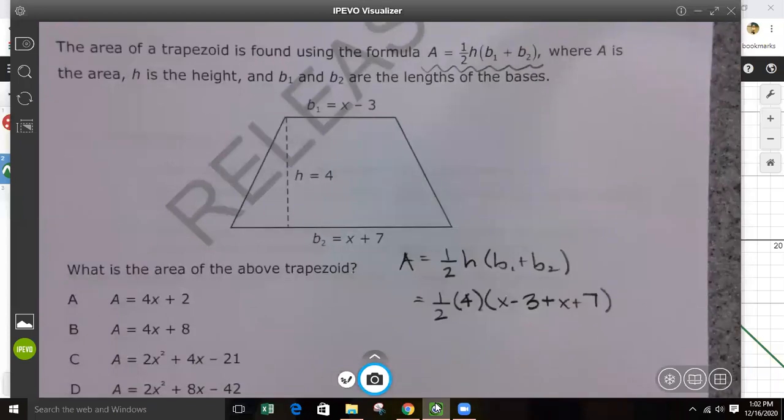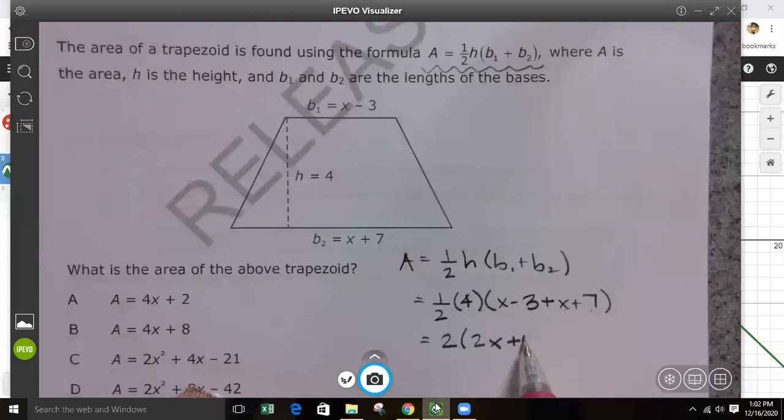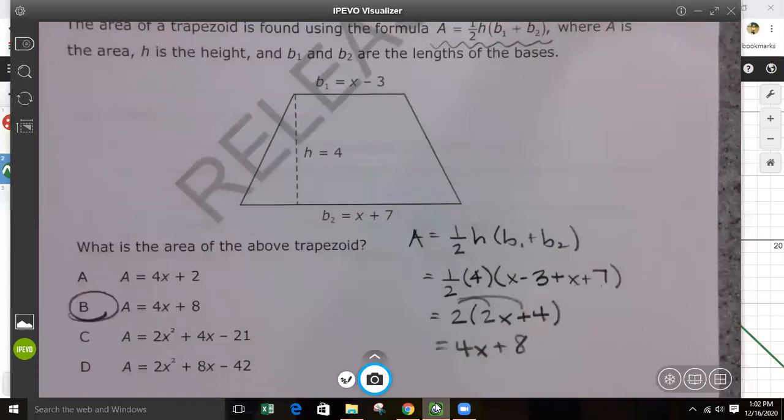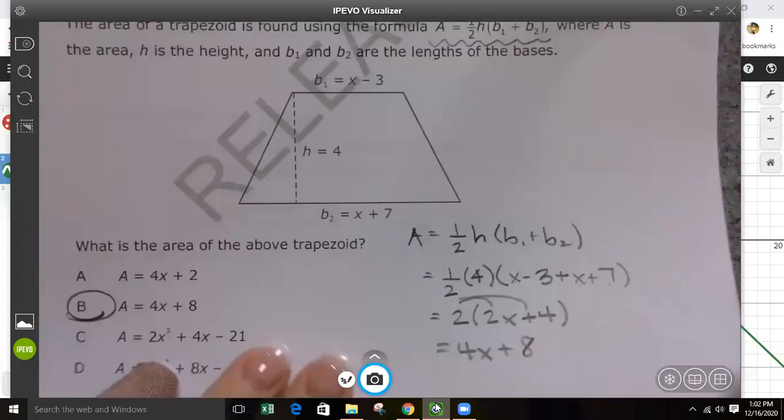Okay, all I'm going to do is clean it up. 1/2 of 4 is 2. x plus x is 2x. Negative 3 plus 7 is 4. Distribute your 2 in. 2 times 2x is 4x. And 4 times 2 is 8. So your final answer is B. Okay.